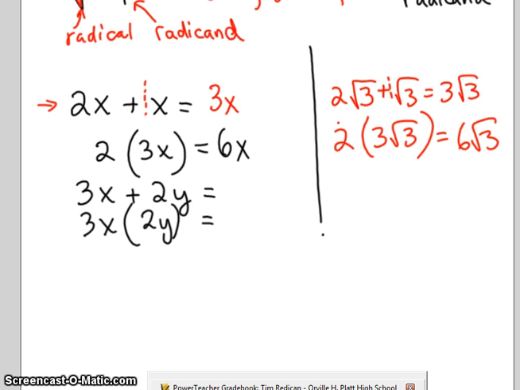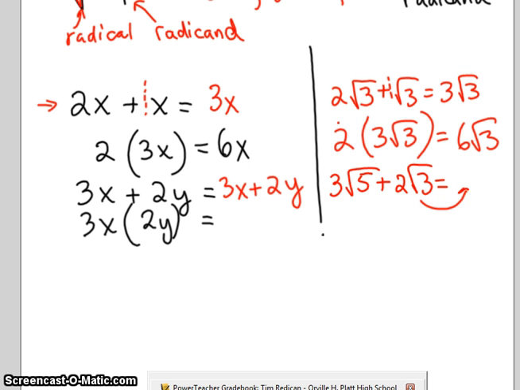Finally, we get to here where we have 3x plus 2y. Well, there's nothing we could do here because they're not like terms. So the answer would be 3x plus 2y. Same thing as if we had 3 rad 5 plus 2 rad 3. We can't combine those, so the answer is the same thing.